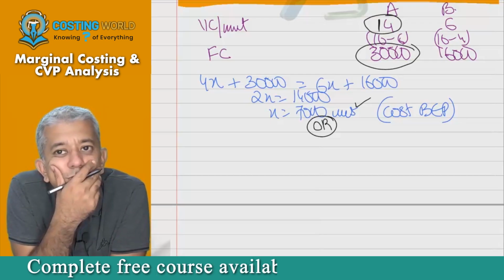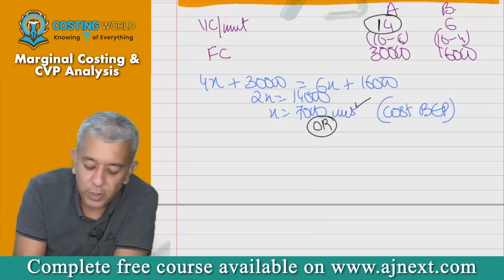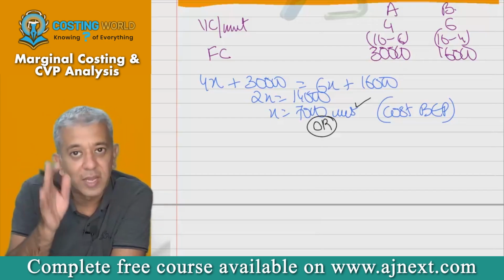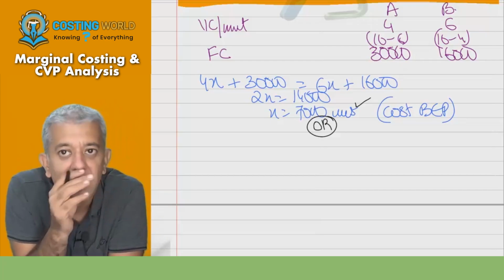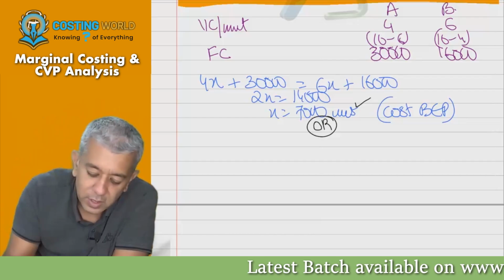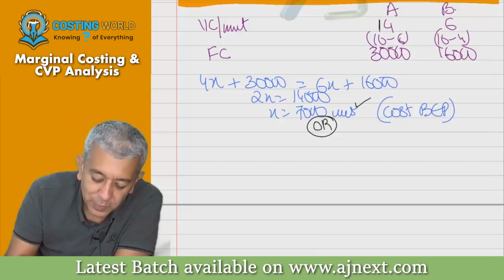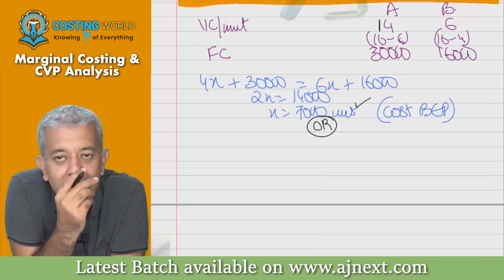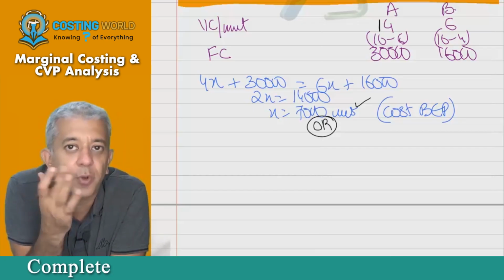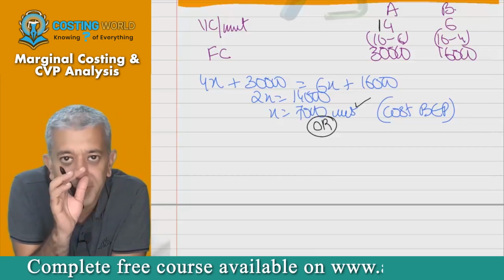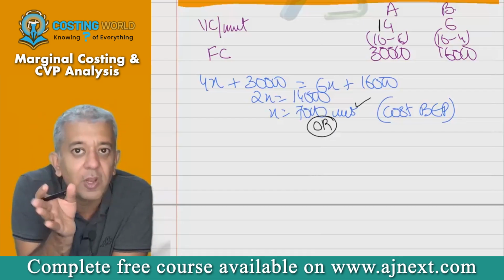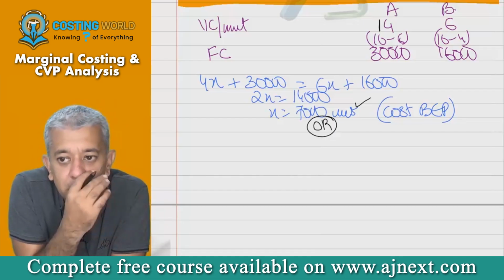Yes, sir. So an indifference point only comes when in one case variable cost is lower and in the other case fixed cost is lower. If ever the situation becomes like this and someone asks you to find the indifference point, you should say there is no indifference point because machine A will always be cheaper than machine B. Understood this?